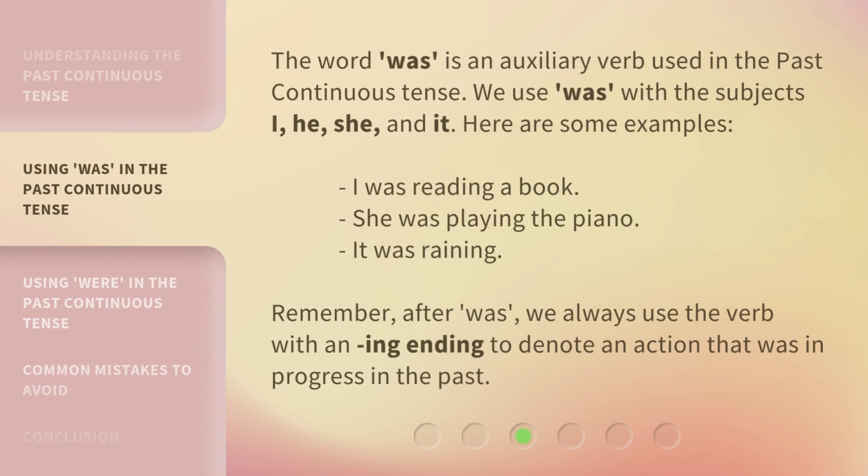The word was is an auxiliary verb used in the past continuous tense. We use was with the subjects I, he, she, and it. Here are some examples. I was reading a book. She was playing the piano. It was raining. Remember, after was, we always use the verb with an ing ending to denote an action that was in progress in the past.